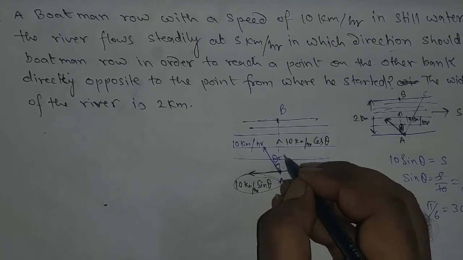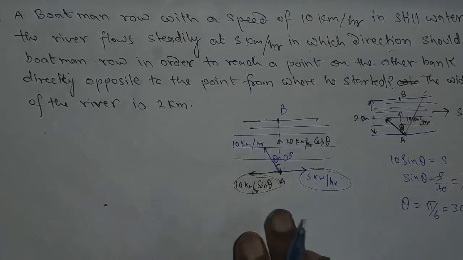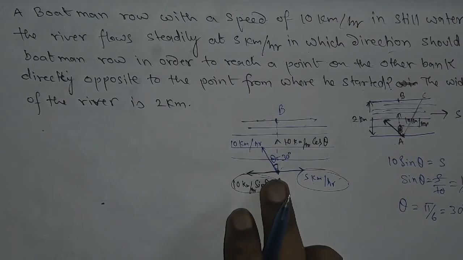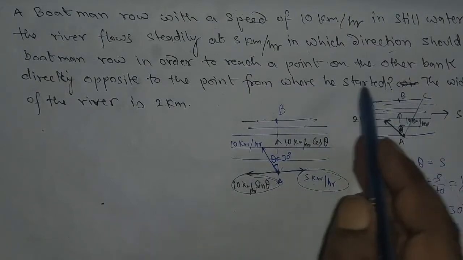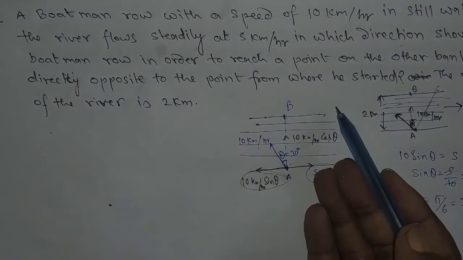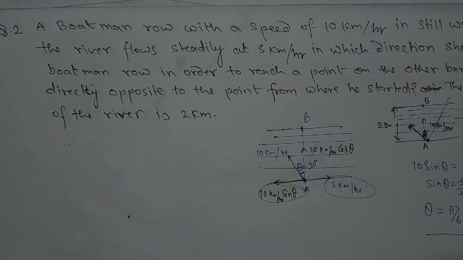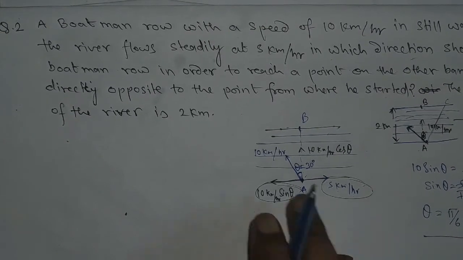So this angle is 30 degree. At the angle of 30 degree, he will row his boat in order to reach point B. Okay, first part we did. Only one part was there, so we have completed. At the angle 30 degree, he will reach point B.